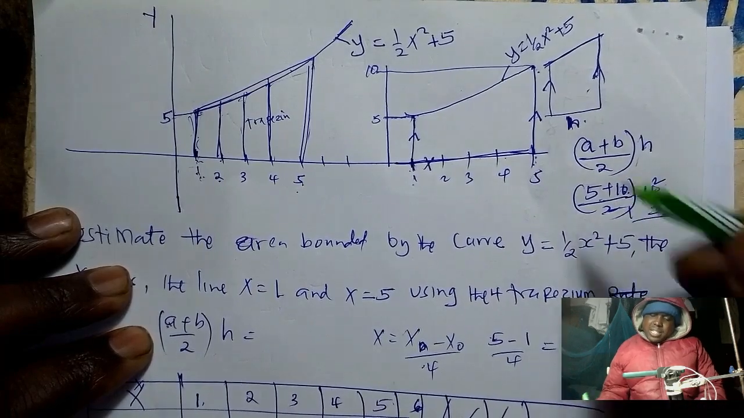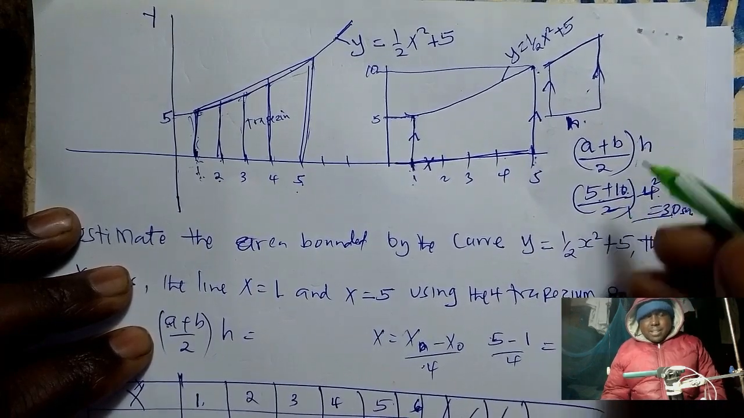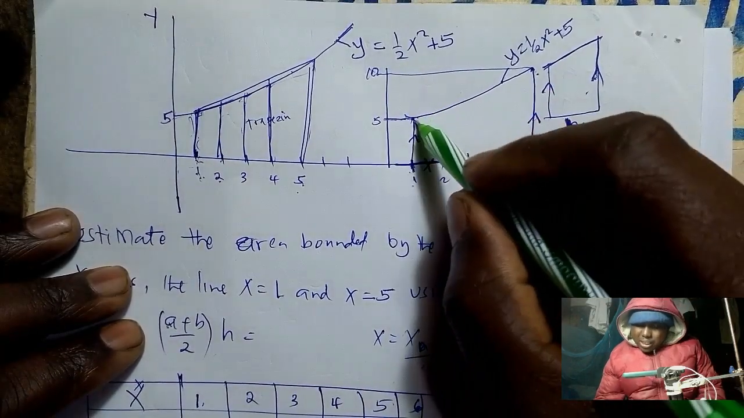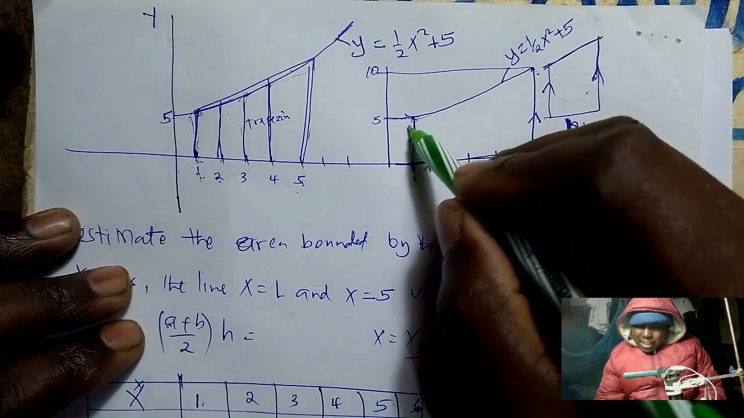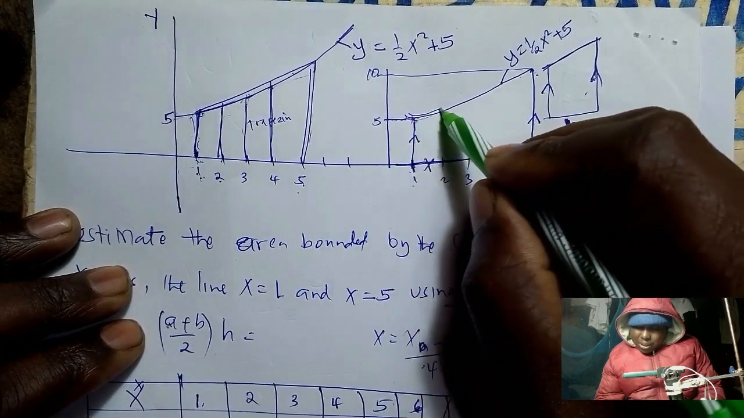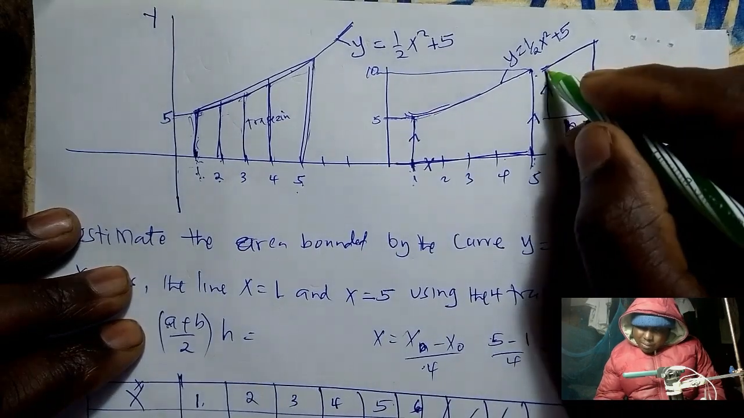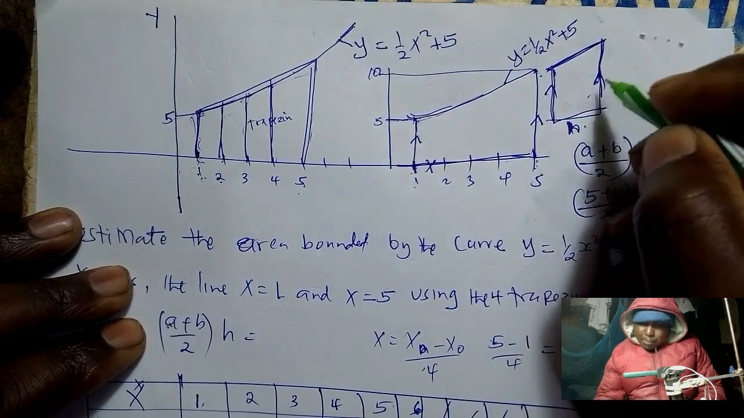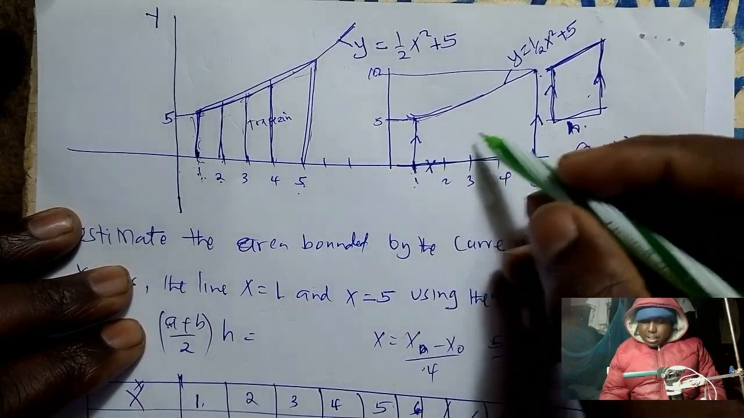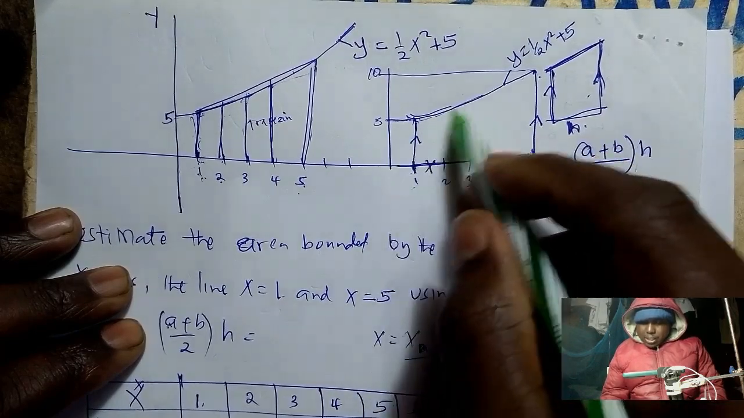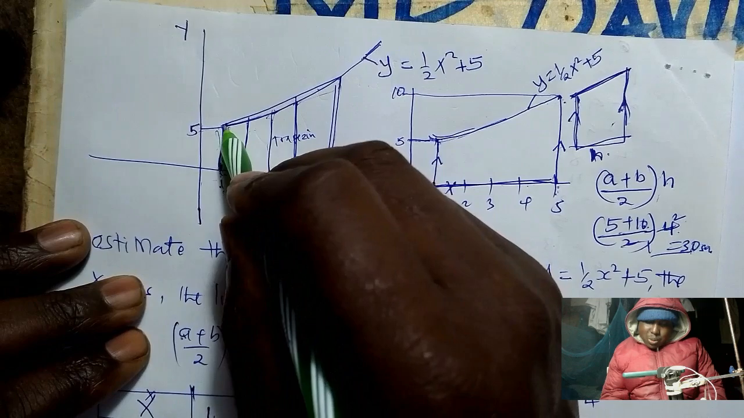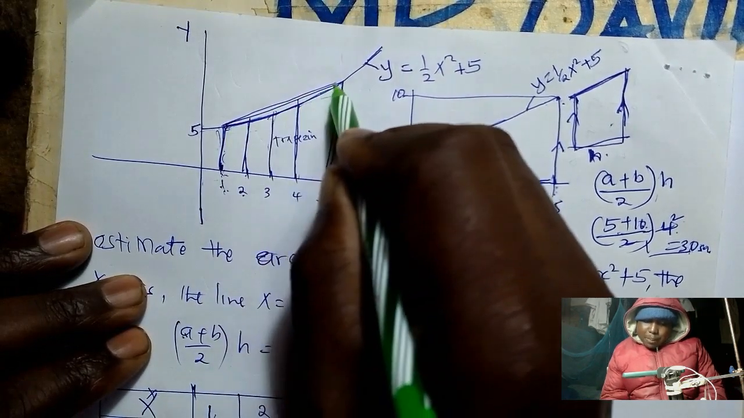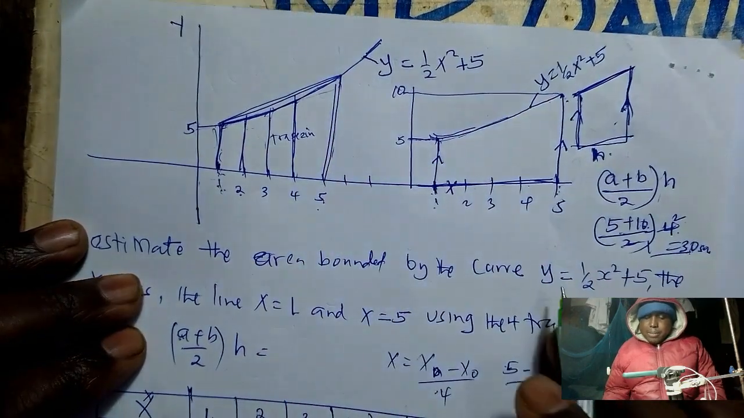But we realize that this one is very erroneous. It has a lot of error, because how would you assume that this one is a trapezium, yet it is a curve? A curve is not straight. A trapezium should have a straight line. So because of the big error that occurred, look at this one. This one is a curve like this, and then we are assuming that it is a trapezium. No, that gives a very big error.